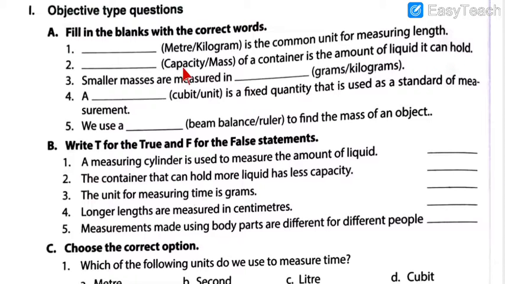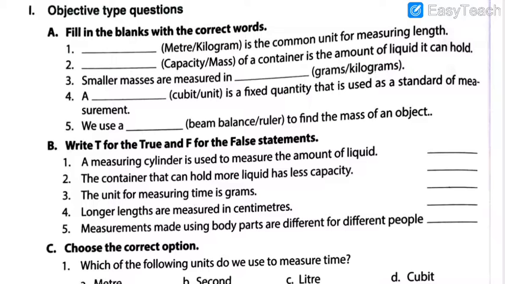Is it capacity or mass? Read the question. Dash of a container is the amount of liquid it can hold. Is it capacity or is it mass? What is it of container? Yes, try to think about the answer. Your time starts now. 5, 4, 3, 2, 1 and 0. Okay, I hope you have written the answer 2.